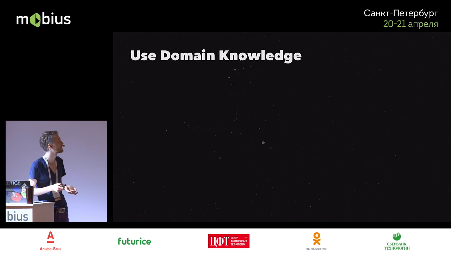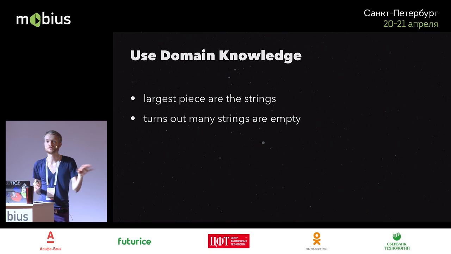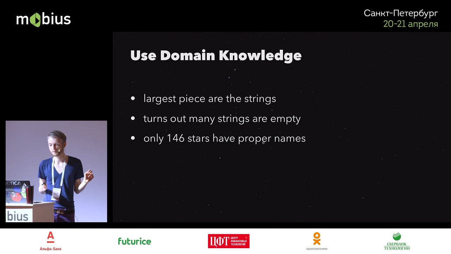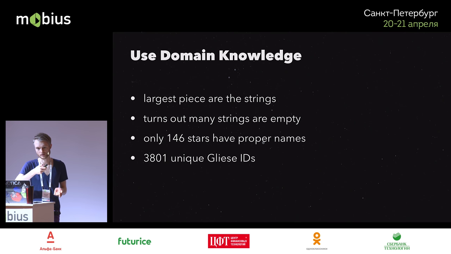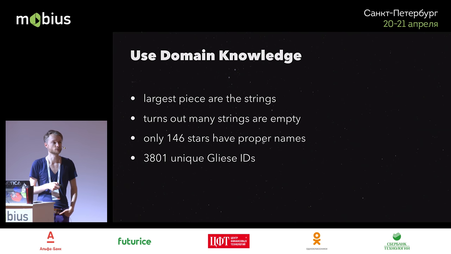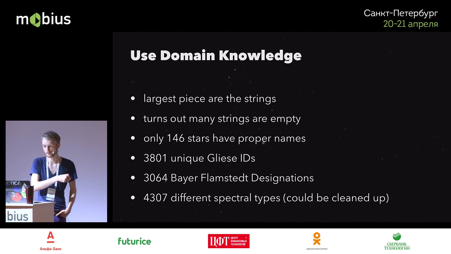Looking at those strings, I actually know as domain knowledge that many of these strings are empty. Very few stars have real names, like Vega, Arcturus, Deneb, all these famous ones. But there are only 146 of those. Only 3,000 have a Gliese ID. Gliese is famous because they keep discovering new planets around the Gliese stars, so you might have seen this in the news somewhere. And there are these other classifications, but all of these strings that we used only have a very limited number of actual strings.